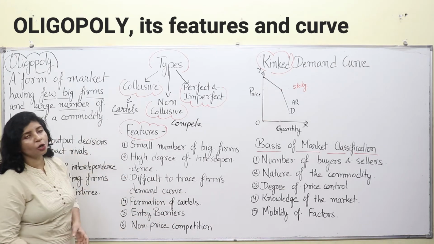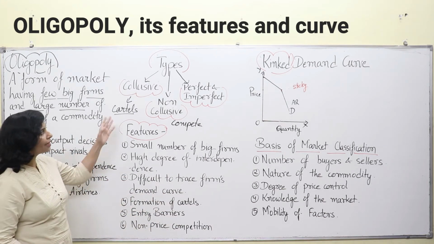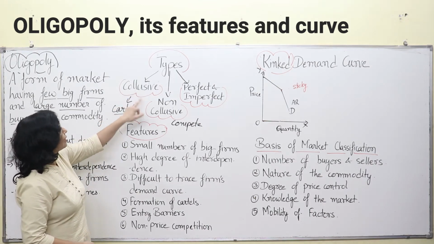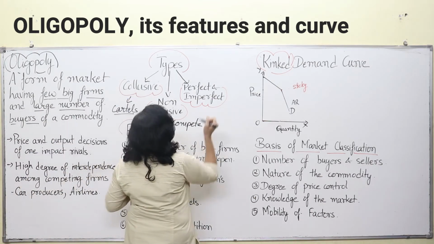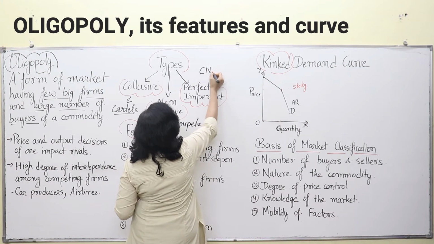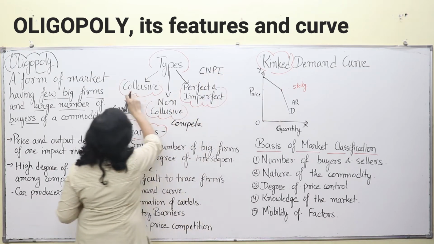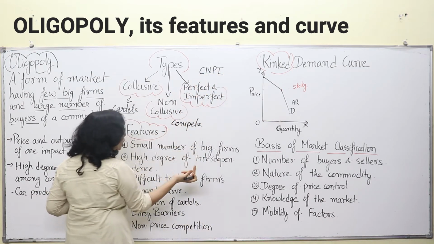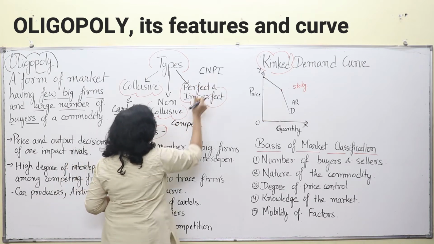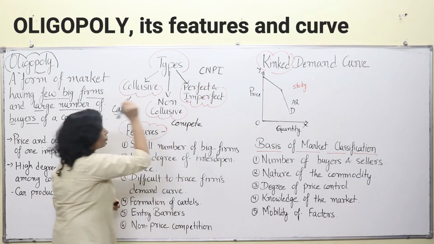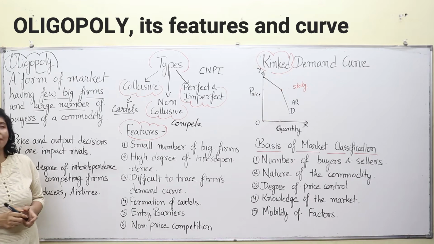Then, types of oligopoly: what are they? There are three categories, and you can remember the code CNPI. C means collusive, N means non-collusive, P means perfect and I means imperfect. There are three categories of oligopoly. Now let's discuss them one by one.